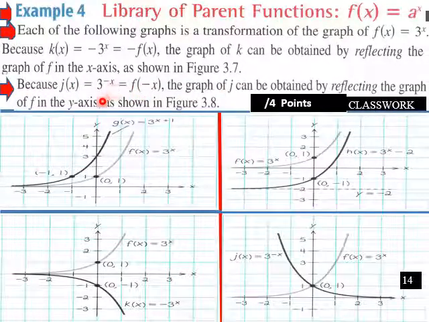And then we have j of x equals 3 to the negative x. So this is our parent here, 3 to the x, and then this is 3 to the negative x. When you put them on the same axes, you can kind of see the difference between what happens when you put a negative sign in this function.